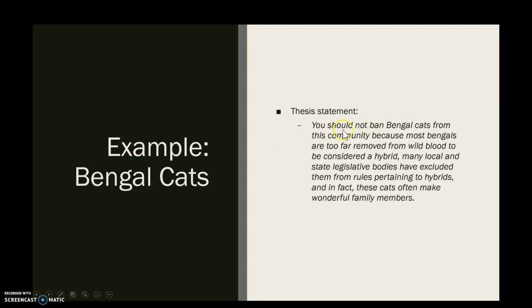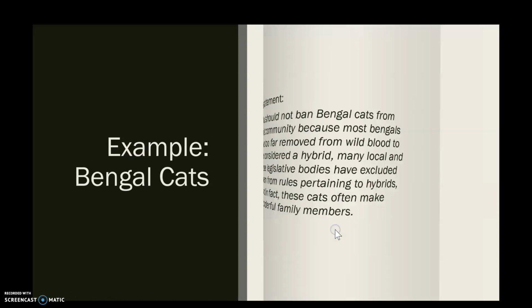So you can see that this is a combination of my goal statement, I want to convince them not to ban Bengal cats from the community, and then the main points that I included a couple slides ago: the Bengals are not really wild anymore, changing legislation, and anecdotal evidence.